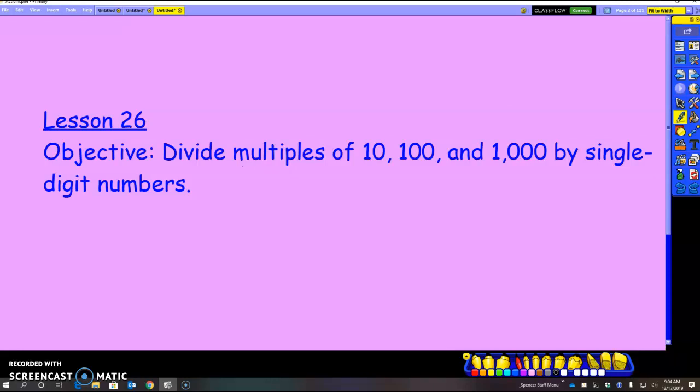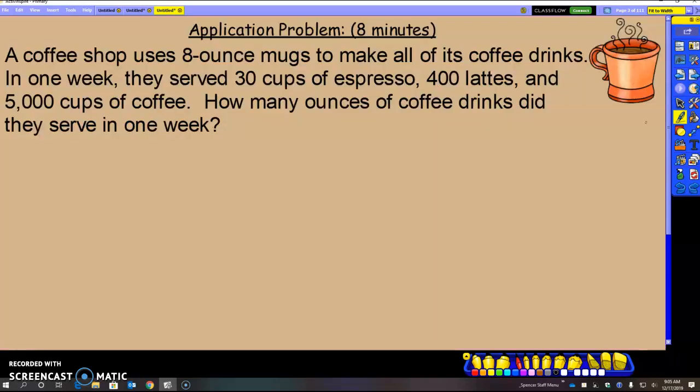Okay, so we're just going to be working with multiples today. So we are going to have quite a few zeros in the numbers we're dividing. Okay, so that actually makes today's lesson quite simple. So hopefully you'll feel good about it. All right, let's start with a word problem.